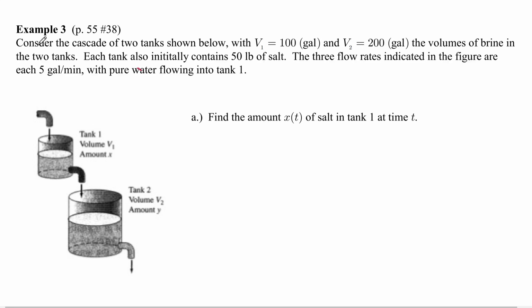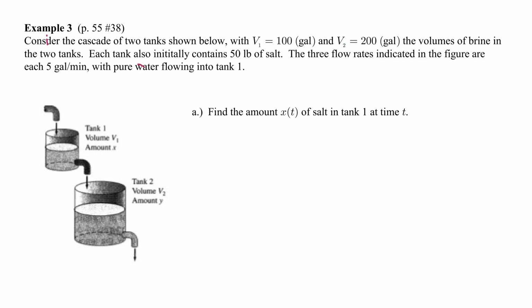Consider the cascade of tanks shown below. So I've got tank 1 and tank 2. Both of them have inflow and outflow, and the amount in tank 1 is affecting the amount in tank 2. We're told that V sub 1, the volume in tank 1, is 100 gallons. I'm going to write it over here. V sub 1 is 100 gallons, and V sub 2 is 200 gallons. Those are our initial values.